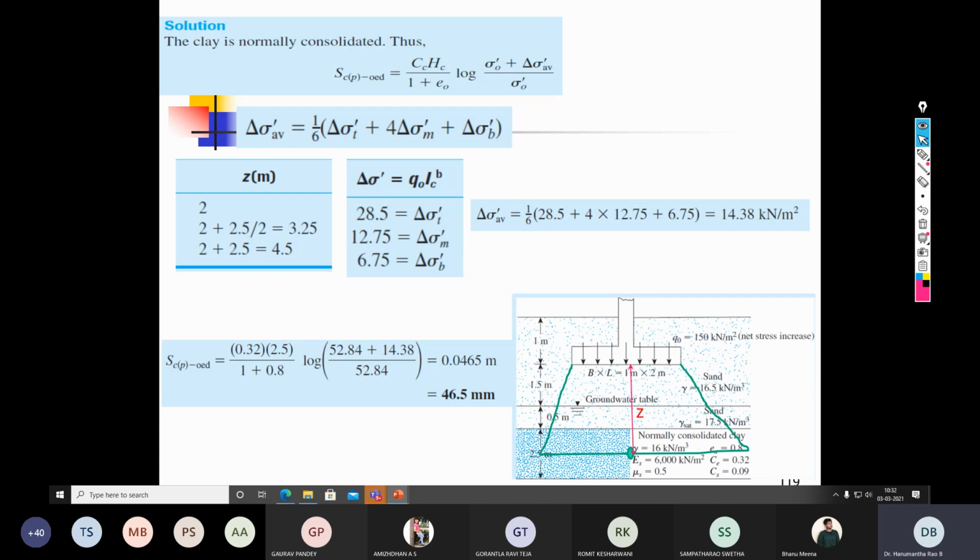Sir, for their delta sigma, should we not take 1 meter above the footing? No, delta sigma we will not consider at 1 meter. Then it is coming 28.5 only, sir. Then why did you get a different value? I think he is taking from the ground surface. Yes, sir, he may take from ground. No, but that is not correct, because within this 1 meter, there was no stress, na?